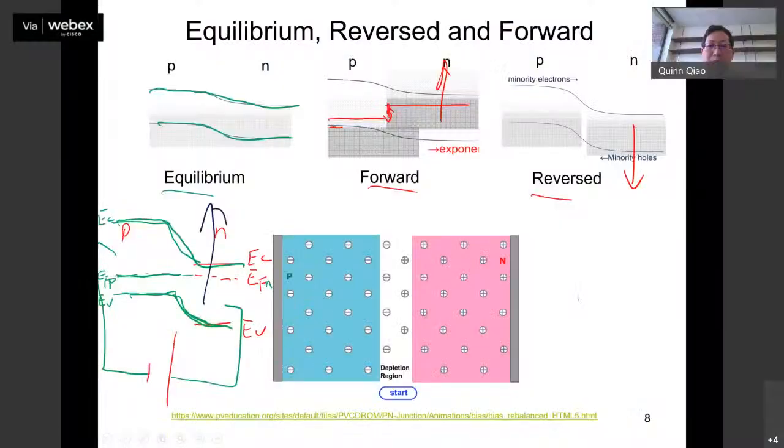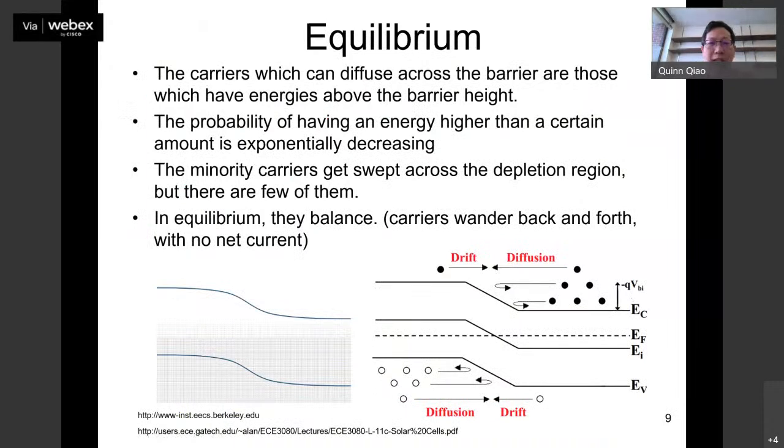Okay, now let me go back to my slides. Okay, this is what I just discussed, this N type or P type. Since you all have the slides, you can check this by yourself. And then this is under equilibrium.